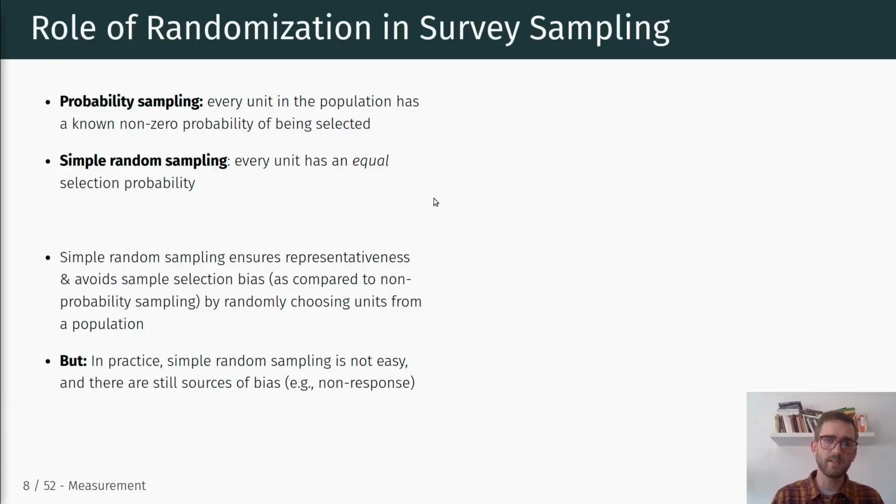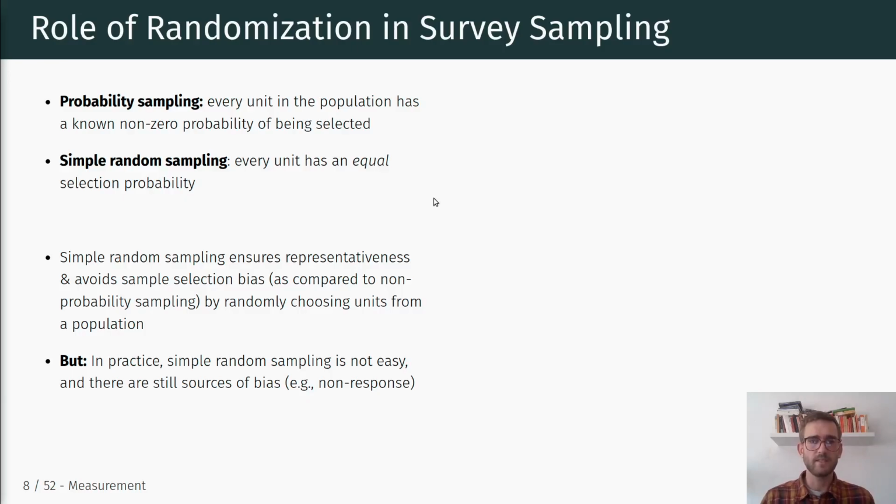This process, simple random sampling, ensures representativeness and avoids sample selection bias, as compared to non-probability sampling like quota sampling, because in quota sampling there's ultimately a different non-probabilistic process going on that determines whether some people are included in the sample and others are not, right? We can't really say that every unit in the population has a known non-zero probability of being selected, okay? But if we do have simple random sampling, then we're randomly choosing units from this population, and that allows us, or at least makes it easier, to make inferences from the sample to the broader population, right?